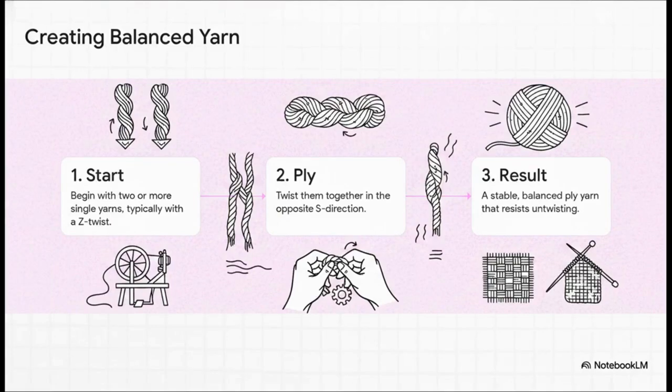So let's quickly recap how to build that perfect yarn. You start with 2 or maybe more of those single Z-twist yarns. Then you ply them, which is just a fancy way of saying you twist them together in the opposite S direction. And boom, those opposing forces cancel out and you end up with a strong, stable yarn that's absolutely essential for any kind of quality weaving or knitting.